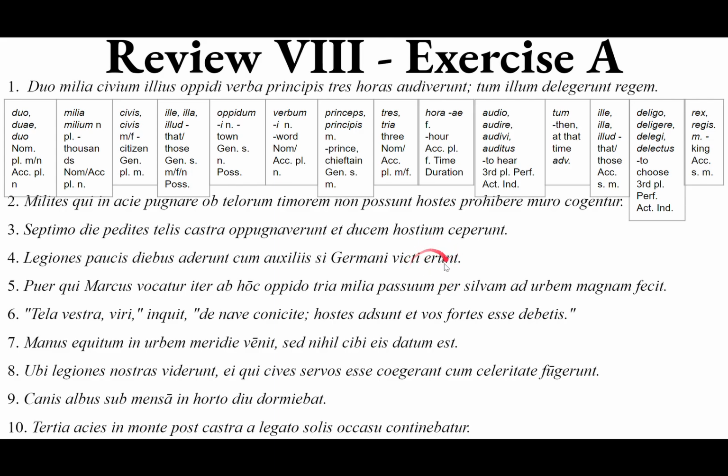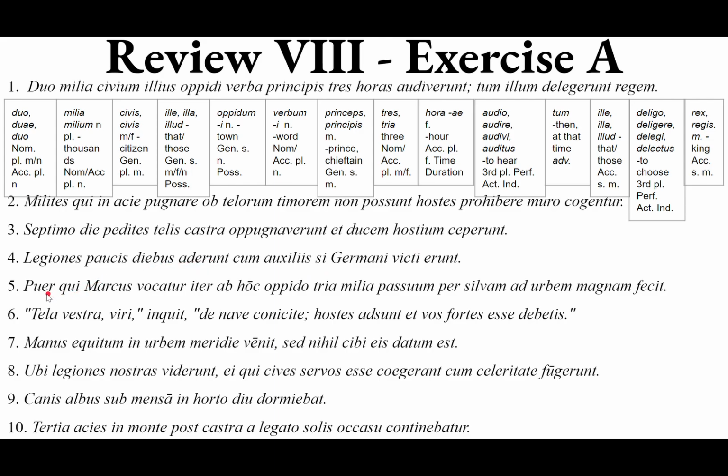Notice the use of the tenses. Victi erunt. That's future perfect. Latin is much more precise in its tenses than English. So that means that this action will have to happen in the future before this action will happen. The future perfect is the future completed. This action is completed, done with, over with, by the time of the future happening. So the Germans had to be defeated first before the legions arrive.